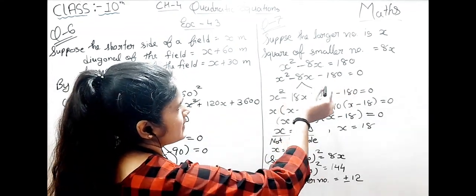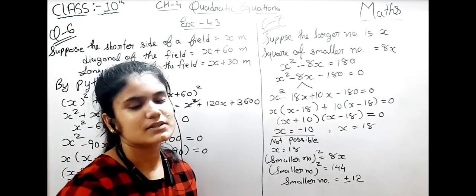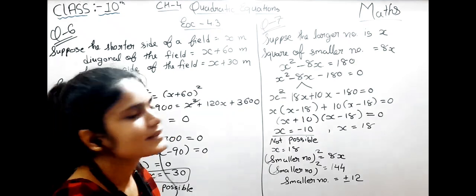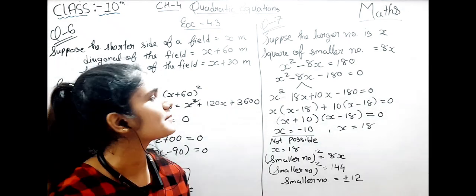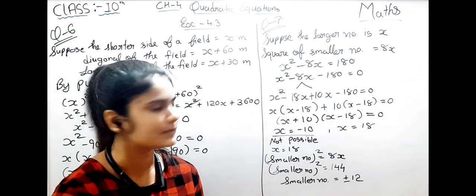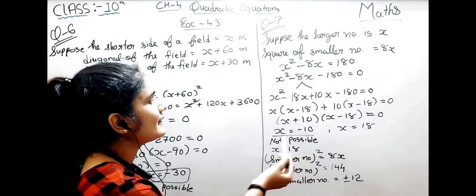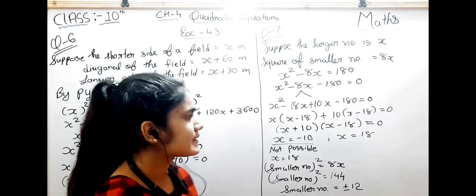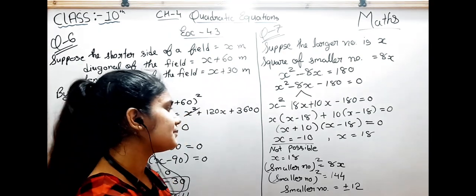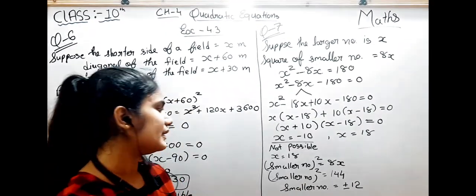So x square minus 8x is equal to 180. x square minus 8x minus 180 is equal to 0. This is the quadratic equation form. We will solve it by factorization method by splitting the middle term minus 8x by minus 18x plus 10x. By pairing it and taking out common, we get x is equal to minus 10 and x is equal to 18. The larger number cannot be minus 10. So it is x is equal to 18.